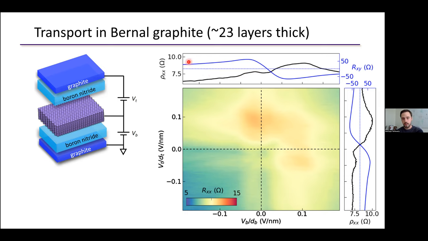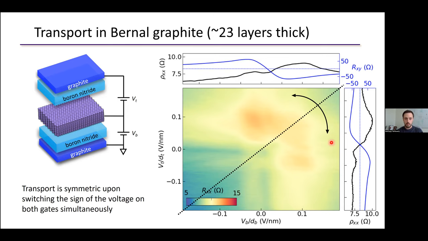If I turn on a small magnetic field and measure the Hall effect, I see that it has a single sign change roughly around zero. And importantly, the transport is symmetric upon switching the sign of the gate voltage of both gates simultaneously. The graphite itself is symmetric, so it shouldn't matter, assuming there's no difference in mobility of the top and bottom surface. It shouldn't matter if I sweep the top gate or the bottom gate. I really should get the same thing. And indeed, that's what we see.